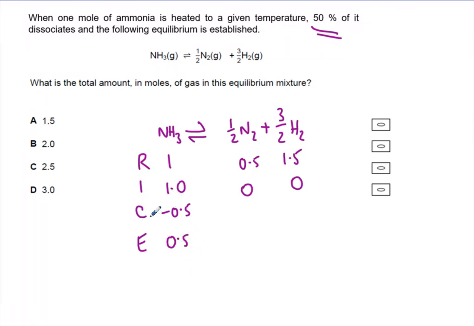Now, it's the change and the ratio line that need to be in the same proportions. So if this is minus 0.5, these two are going to be plus something because they're products, but the amount of nitrogen is half the amount of ammonia, so it's plus 0.25, so nothing add 0.25 is 0.25. And this one is 1.5 times the normal amount, the 1 amount, so 1.5 times that is 0.75. And now if we add up the total number of moles, we would get 1.5, which is A.